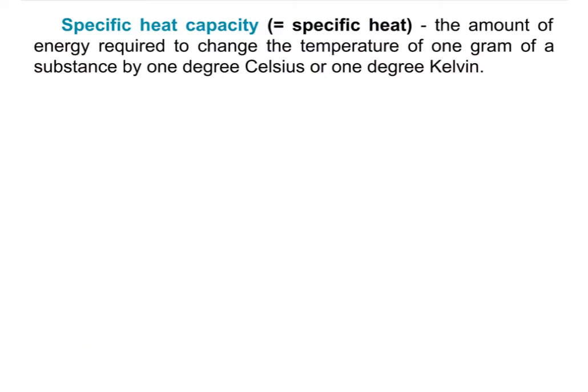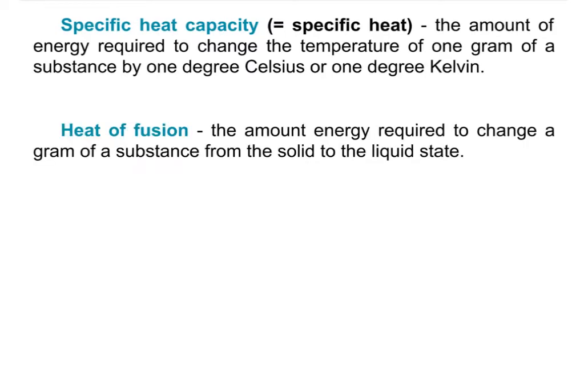By now you should be familiar with the definition of specific heat capacity. It is the amount of energy required to change the temperature of 1 gram of substance by 1 degree Celsius or 1 degree Kelvin. However, the heat of fusion will not be connected to the change in degrees Celsius, because during the melting or freezing there would be no change in temperature. So heat of fusion is the amount of energy required to change a gram of substance from the solid to the liquid state.